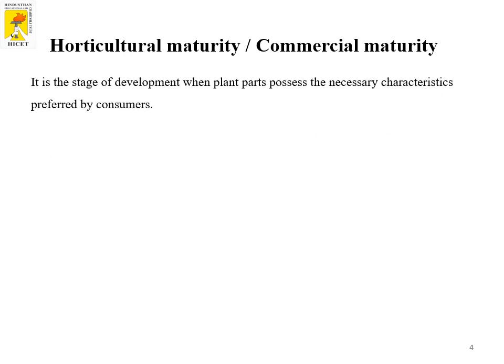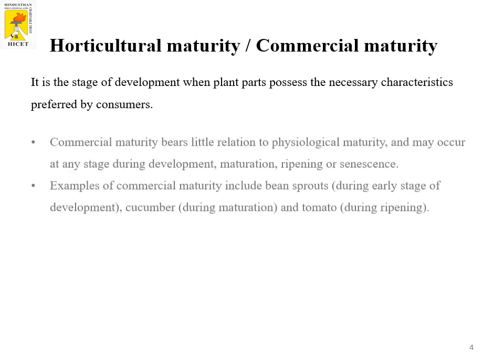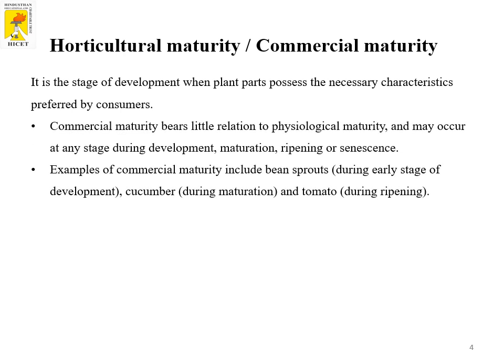The second one is horticultural maturity, which is otherwise called commercial maturity. It is the stage of development when the plant part possesses the necessary characteristics that are preferred by the consumers. This commercial maturity bears little relation to physiological maturity, and it may occur at any stage during development, maturation, ripening or senescence.